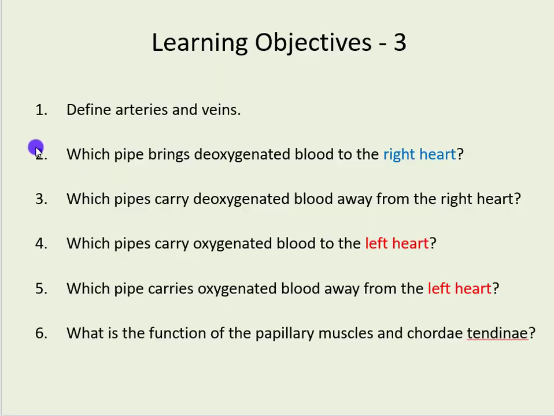In this video, we want to talk about arteries and veins, and just in terms of defining arteries and veins, because from there we'll get into the various pipes. When I say pipes, I mean arteries or veins. Which artery or vein or pipe brings deoxygenated blood to the right heart, and so on and so forth. So these are the learning objectives. And the last one then looks at something called papillary muscles and chordae tendineae. So let's get into that.